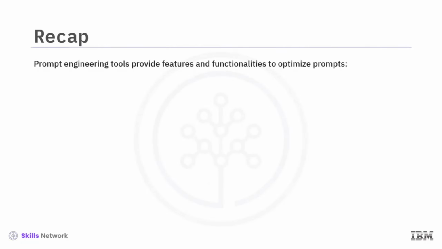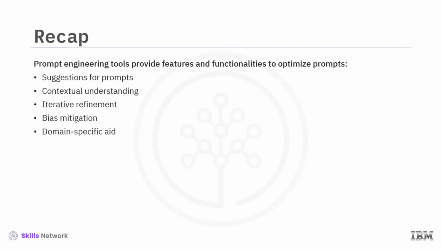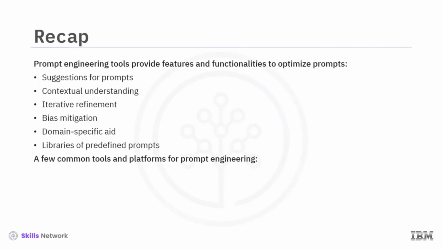In this video, you learned that prompt engineering tools provide various features and functionalities to optimize prompts. Some of these functionalities include suggestions for prompts, contextual understanding, iterative refinement, bias mitigation, domain-specific aid, and libraries of predefined prompts. A few common tools and platforms for prompt engineering include IBM Watson X.ai, Prompt Lab, Spellbook, Dust, and Prompt Perfect.